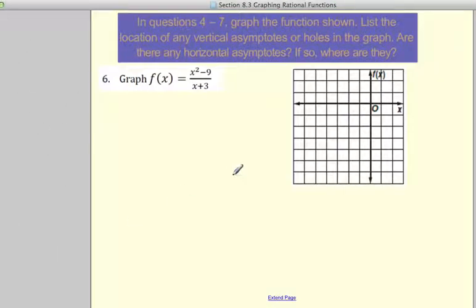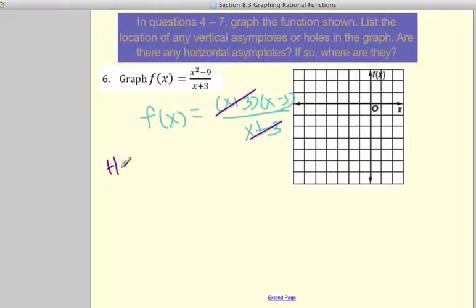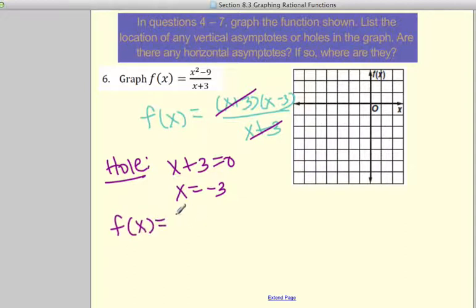First things first, I need to see if there's any holes. In this case, I need to factor this problem first. So I would have f of x is equal to x plus 3, x minus 3, all over x plus 3. Remember, the holes are for what cancels out. The x plus 3's cancel. So my hole is when I take x plus 3 and set it equal to 0. So there's a hole at x equals -3. Remember, how I figure out what my value is by ignoring what was canceled out.